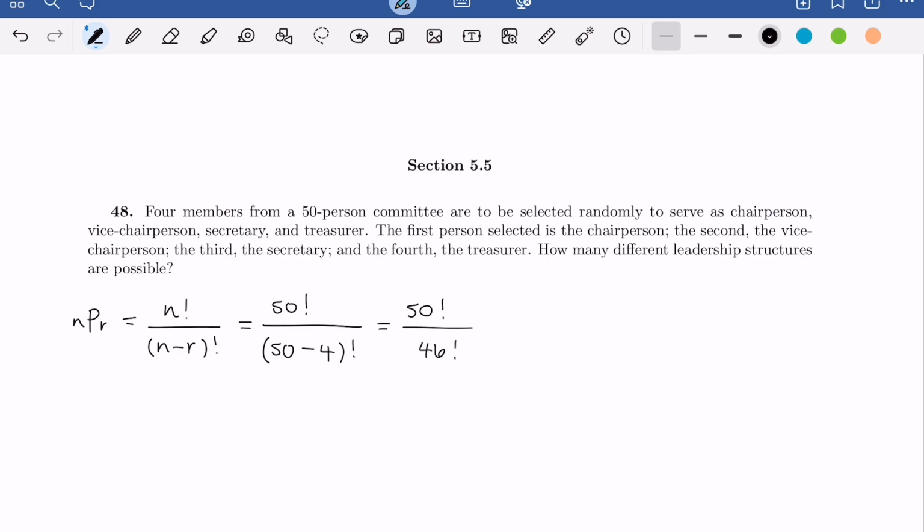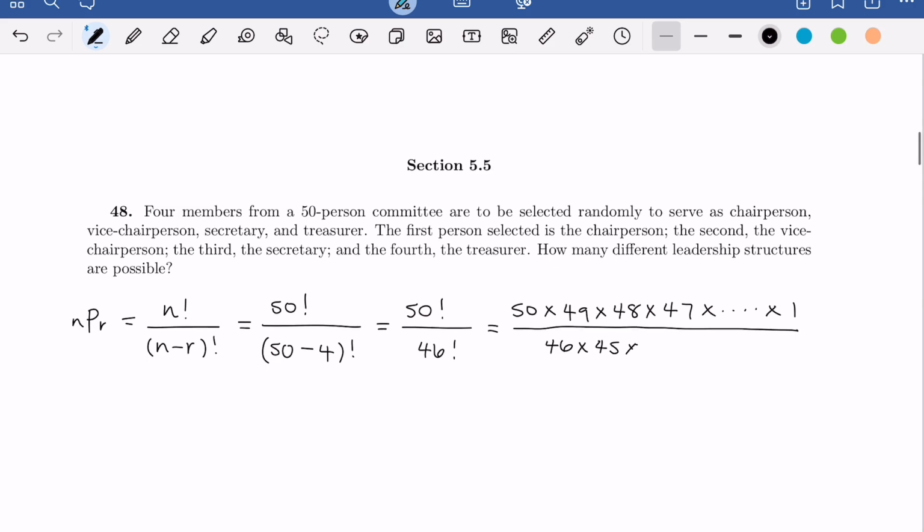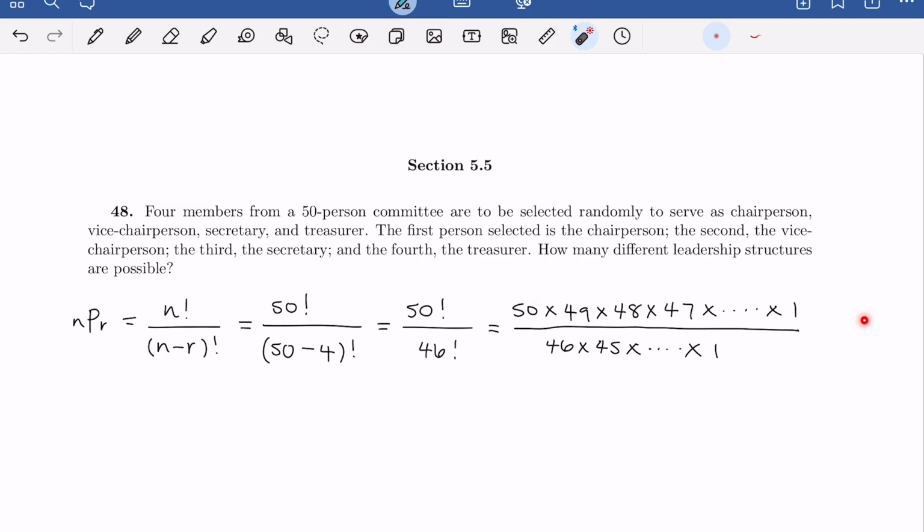One way to think of this is we're going to have 50 times 49 times 48 times 47 all the way up to 1 in this case. And in the denominator, we're going to have 46, 45, again, all the way up to 1. So what we can do is figure out what this number is and then divide it by this number, or we can recognize that everything past this 47 here is exactly everything that we have in our denominator.